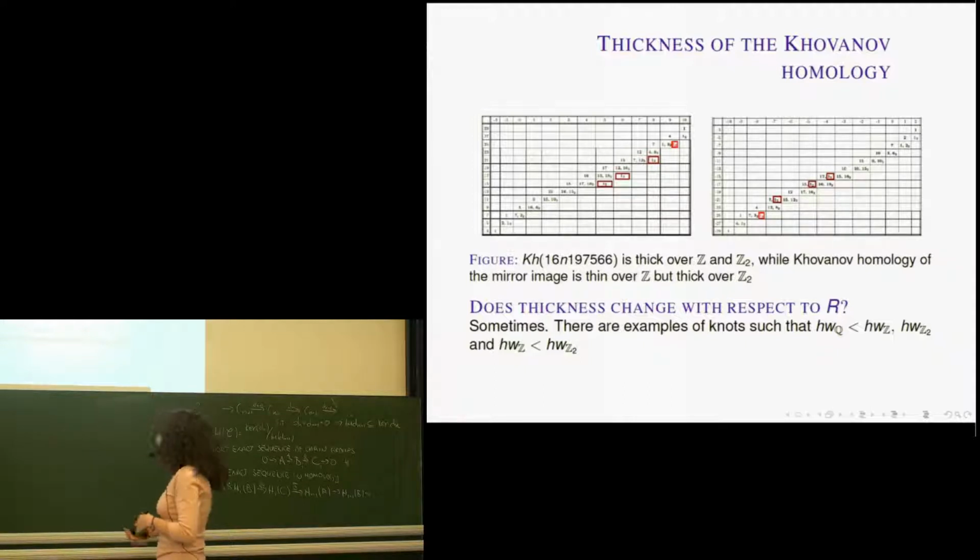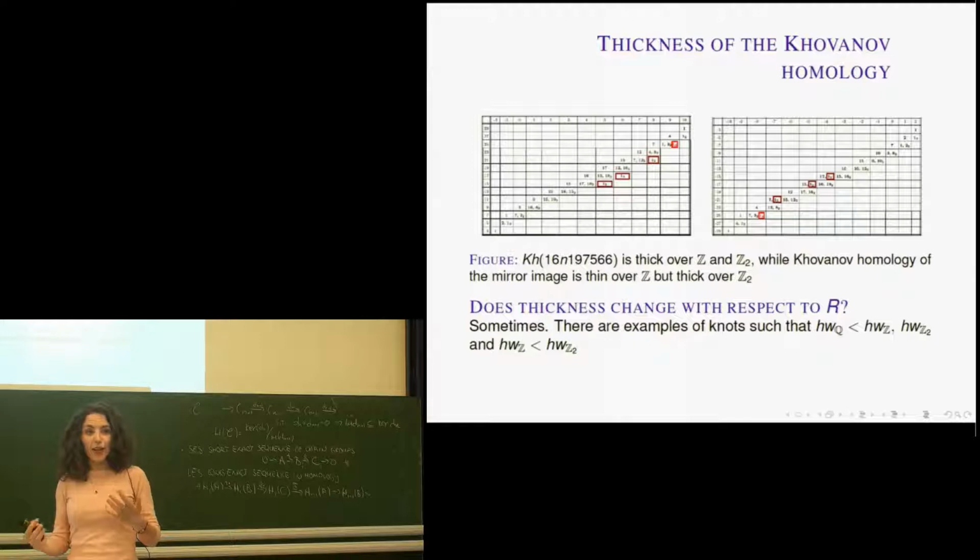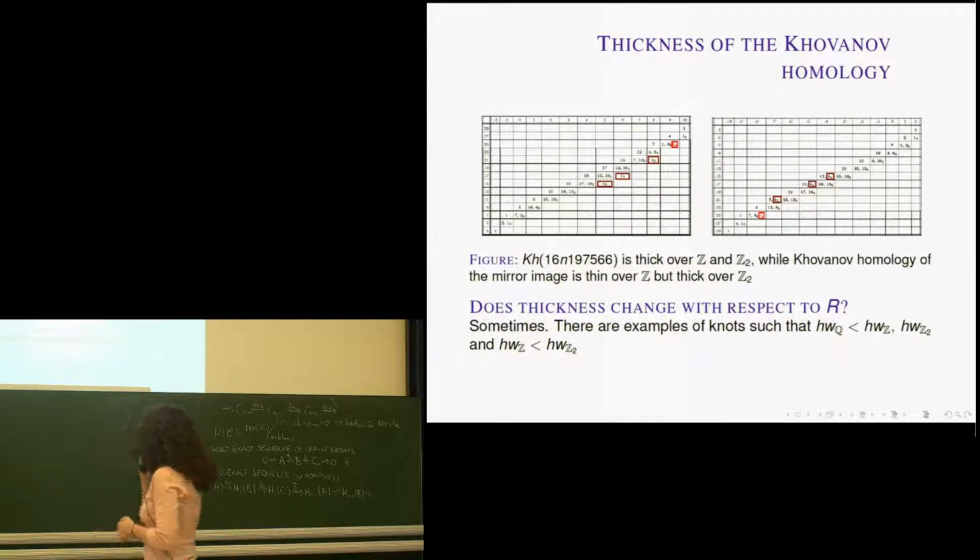Okay? And just to make things more interesting, you can compute this homological width, or thickness, over different rings, right? Because now we know how to compute over Q, which is just a vector space thing, over Z, which is the integral Khovanov homology, over Z2, and so on. And what you can see here is that this one is definitely thick. It needs 3 diagonals over Z.